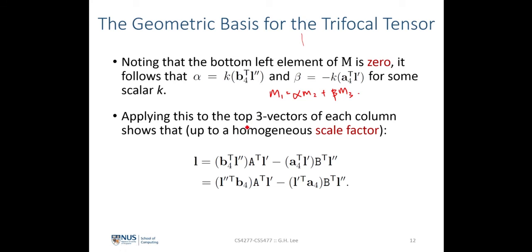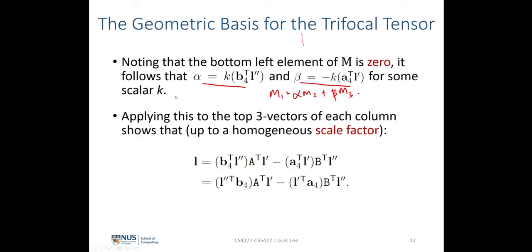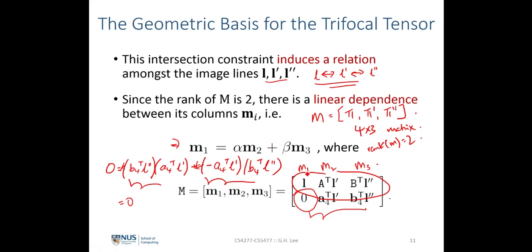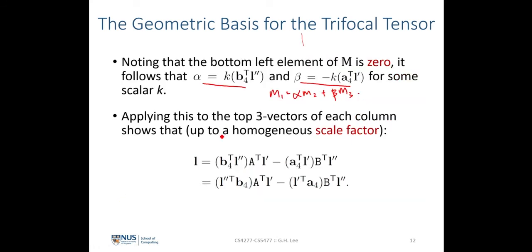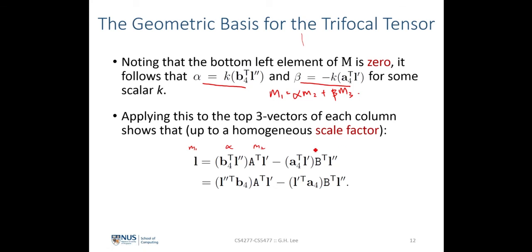Hence, we can apply the alpha and beta that we have found in the first step to the top 3 vector of each column. We apply it here, and we get L1, because we know L1 corresponds to M1. Then we have M2 equals A transpose L prime, which is this term. So this is M2 and this is M1 that we have seen earlier. This whole term is going to be alpha that we have solved earlier. B transpose L prime prime is going to be M3, and A4 transpose L prime is what we computed earlier to represent beta.